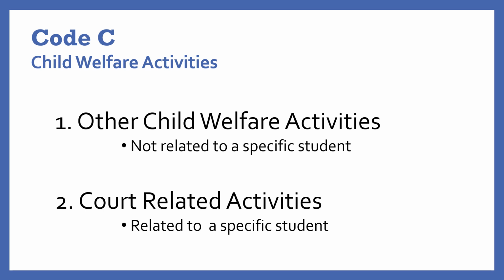Code C has 2 parts. The first part of this code is other child welfare related activities. These activities are not related to a specific student. An example could be participating in discussions or planning meetings concerning the general topics of students and the factors that put them at risk of being removed from their homes. The second part of this code is court-related activities for a specific student who is currently in foster care.